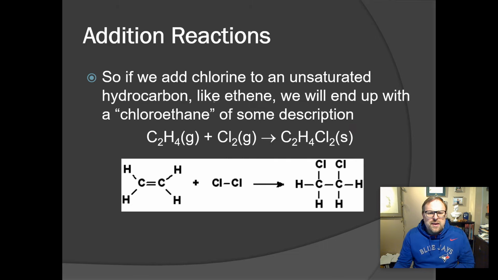So if we added chlorine to an unsaturated hydrocarbon like ethene, we would end up with a chloroethane of some description. So this is ethene reacting with chlorine. So remember, we're going to break that double bond and break that bond. That frees up a bonding electron here and here, as well as here and here. And so that chlorine attaches there, this chlorine attaches there, and we end up with 1,2-dichloroethane. Okay? And we have to do the 1 and the 2 because we could have a 1,1-dichloroethane, right? But we have in this case a 1,2-dichloroethane.